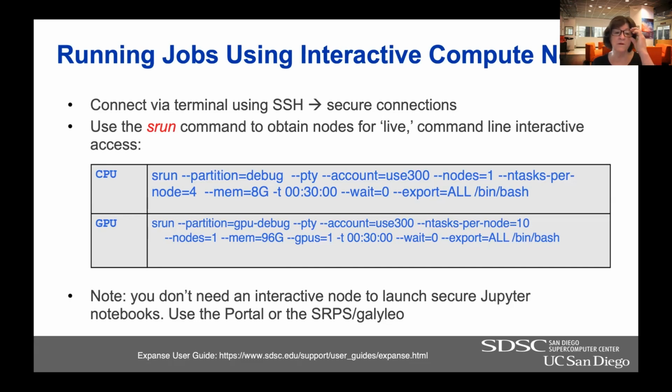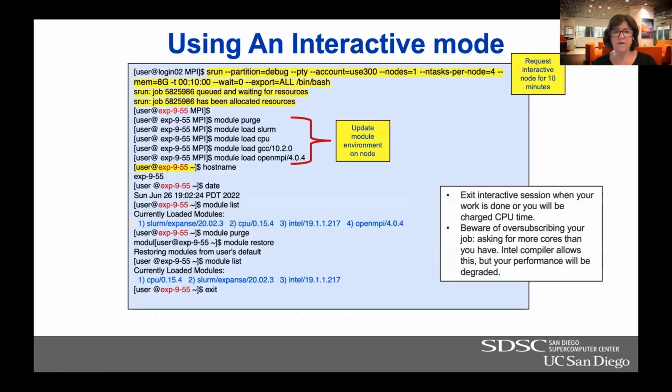And you can launch MATLAB and Jupyter Notebooks securely from the interactive node. You don't need that if you use the portal. It will grab the node for you in the back end and make it a lot easier using the satellite reverse proxy service Galileo client. And we'll talk more about that next week. So here's some examples of using the interactive node.